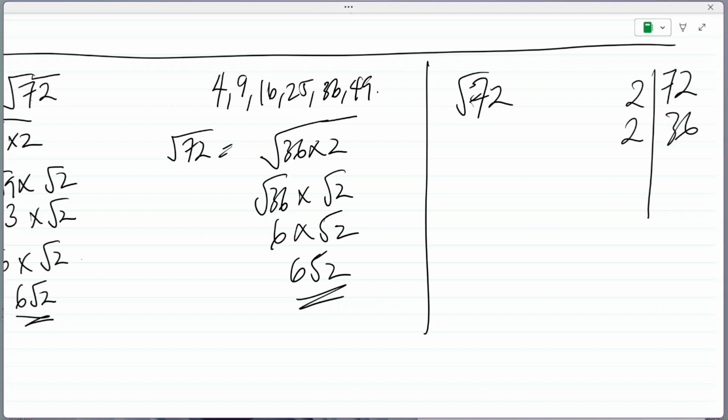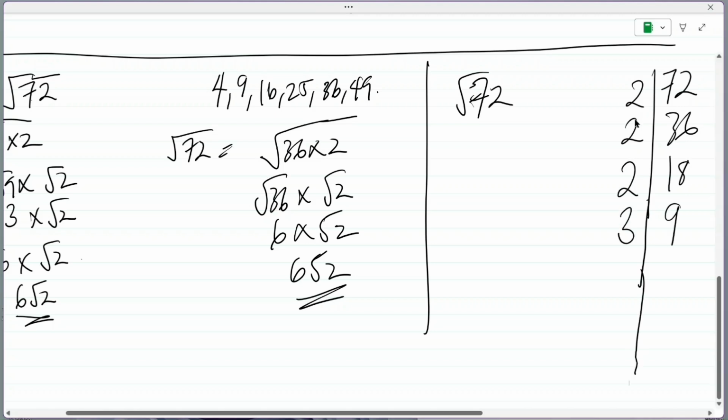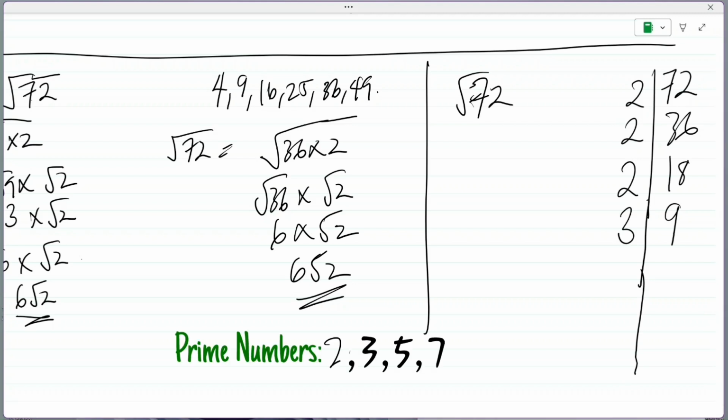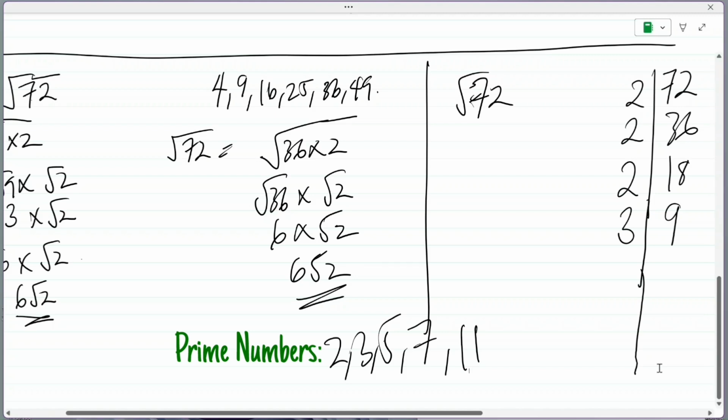2 into 36, you get 18. 2 can still go into 18, you get 9. 2 cannot go into 9, so you go to 3. You use prime numbers in ascending order. You start from 2. 2 is a prime number, 3 is a prime number, 5 is a prime number, 7 is a prime number, 11 is a prime number, and so on.